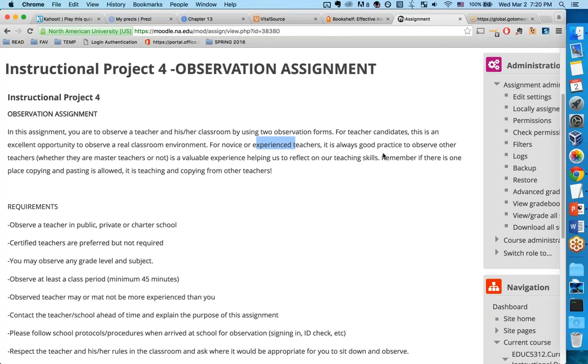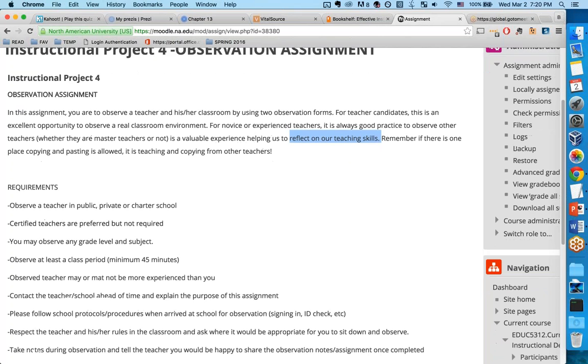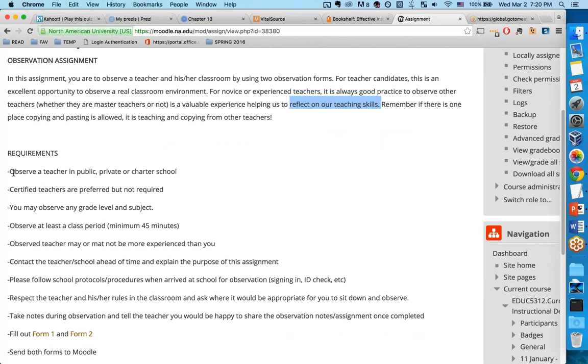I'm not really limiting you on your teacher choice, as long as you are observing a real classroom teacher working in a school environment. This would be acceptable. Now, in this experience, we want to reflect on our teaching skills. So what are some of the requirements? I do want you to observe a teacher in a public, private, or charter school. They don't have to be certified teachers, but if they are, it's obviously preferred.